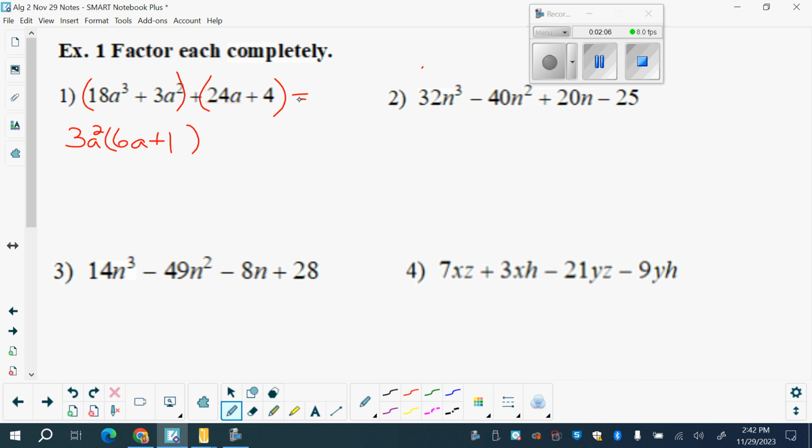What's the greatest common factor here? So plus 4. And then what's left? 6a plus 1. Oh my gosh. Look at that. It's the same.